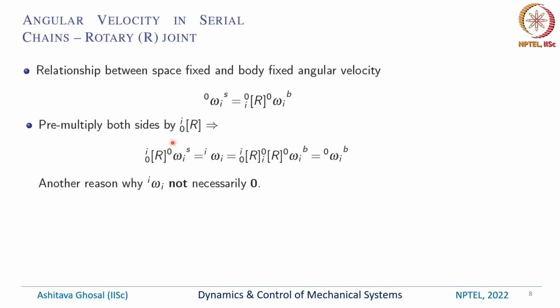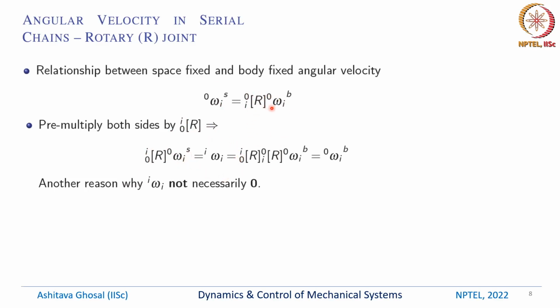Basically ^i_0 R is nothing but the 0 coordinate system with respect to i: the previous fixed coordinate system with respect to the moving coordinate system. So it is in some sense the inverse of ^0_i R. Let us pre-multiply both sides of the equation by this matrix. So I have ^i_0 R into ^0 omega_i. This will give me ^i omega_i.